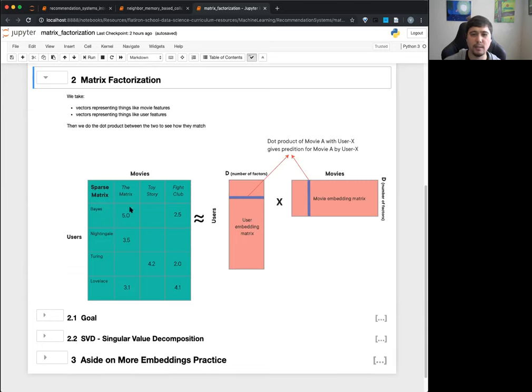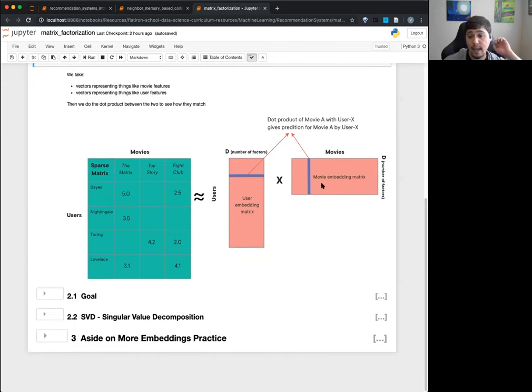Does that make sense? Because it's a matrix here, we're going to have multiple vectors. Each of these rows represents a user, each of these columns represents a movie, and in this case the columns here and the rows here represent the latent features. So our goal is to say, what factors do we use, what numbers do we use, so that the numbers in here times the numbers in here give us about what this looks like. And this is how we produce the embeddings.